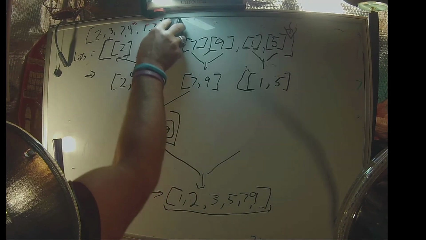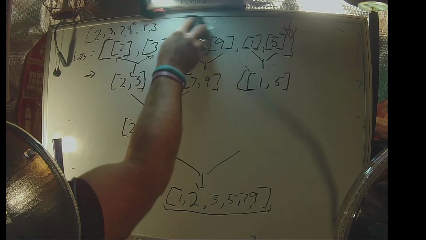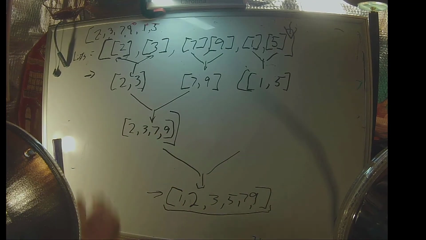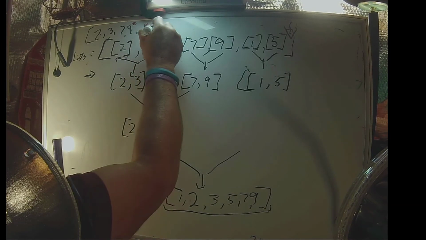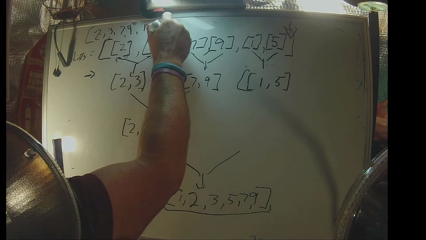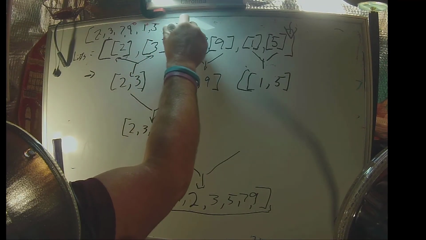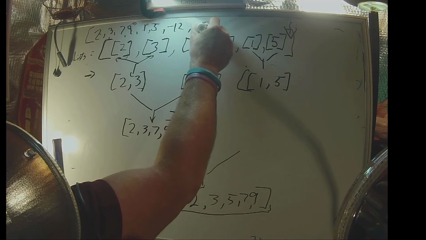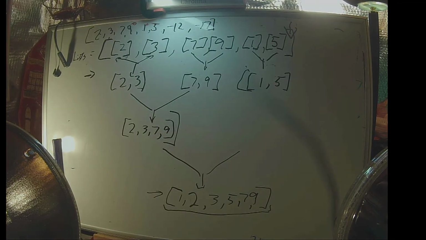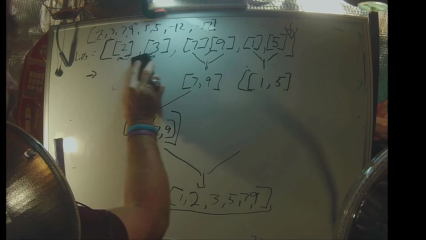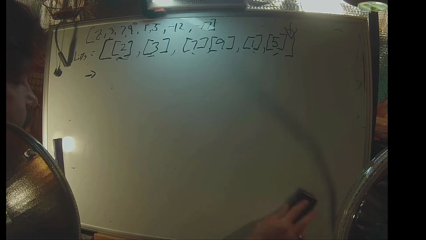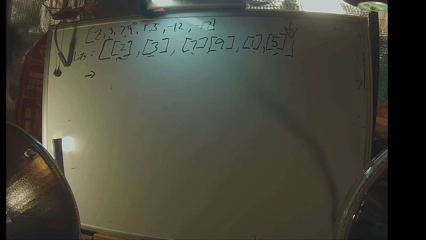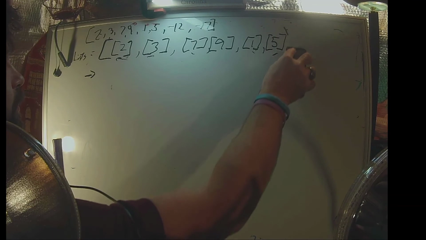Now I want to add a couple more values onto here, and we'll make these minus 12 and minus 17, just to throw a wrinkle in. The reason I want to do this is because this is now a power of 2. We now have 8 elements. So let's repeat this analysis and see what it looks like with a power of 2.